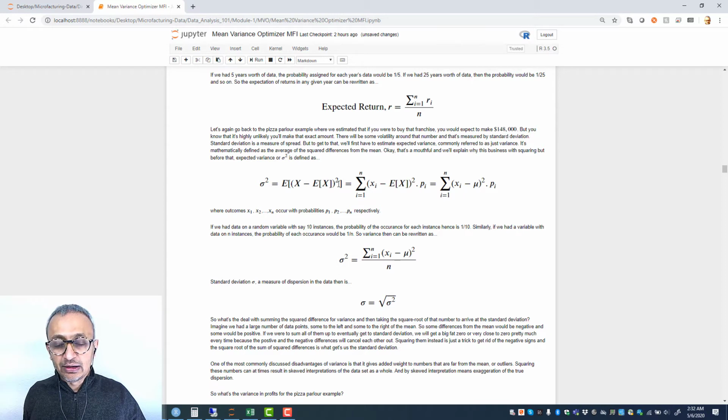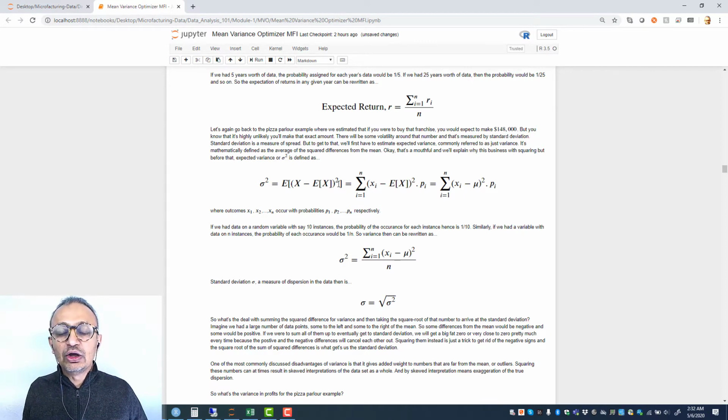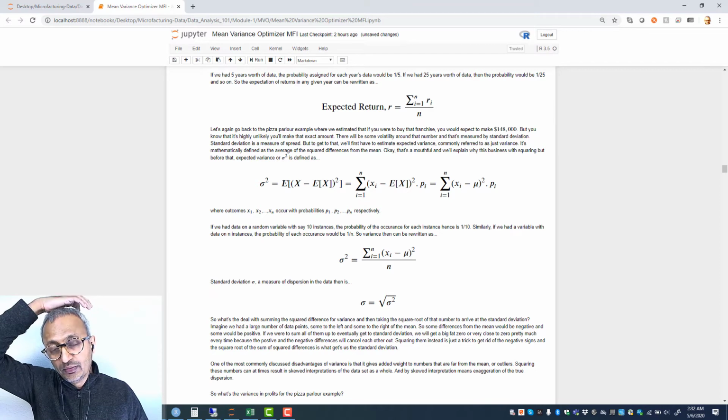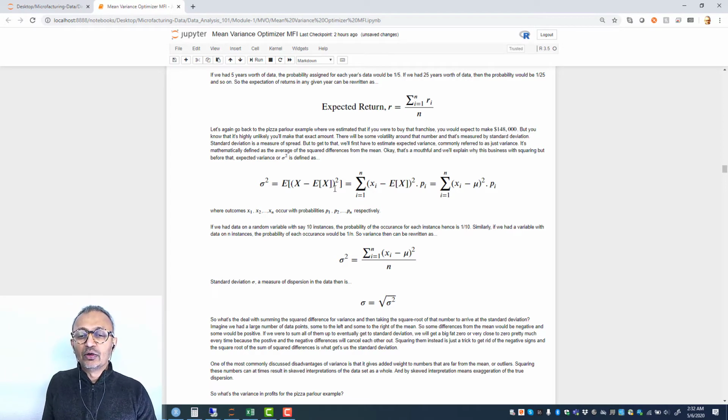And then you square them, okay? And we'll get to why you have to square them. But you square them and then you take the mean of that, okay? So you're basically taking the mean of the distance of each outcome from its mean, right? And that's how you can calculate what the spread is. Okay, so let's think about it again.